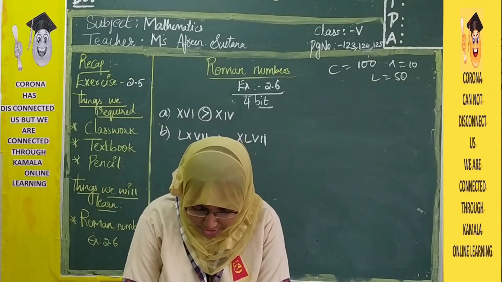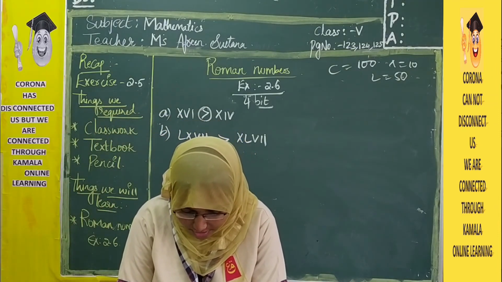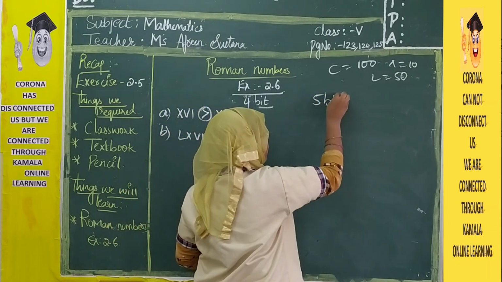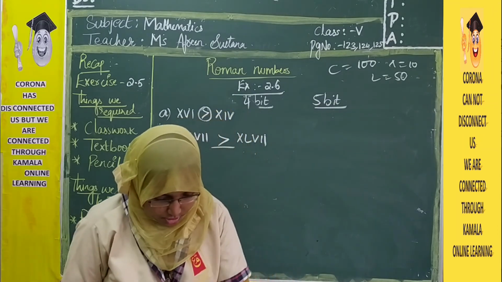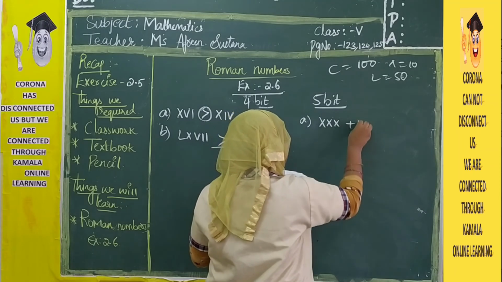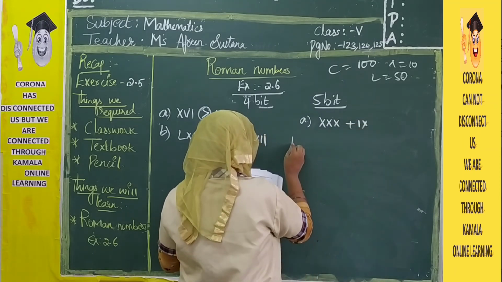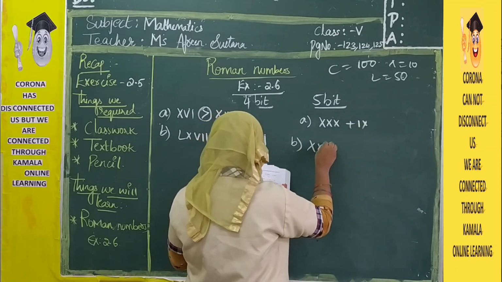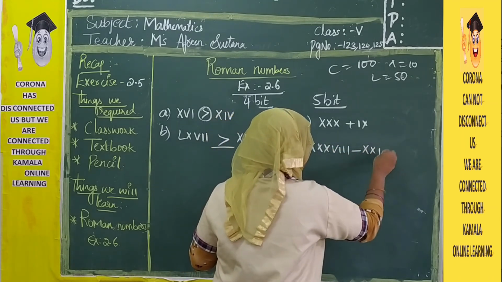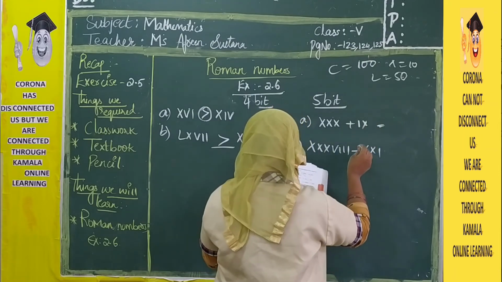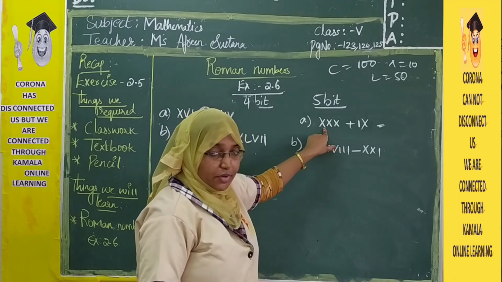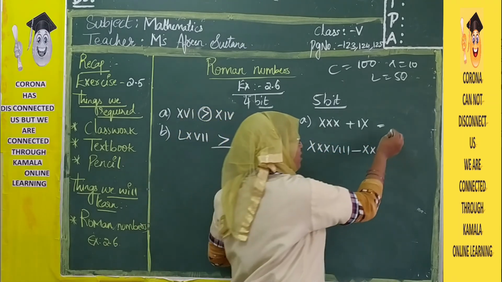Next, 5th bit, last bit. Solve the following and write the answer in Roman numerals. So first one is triple X plus 9. We should write the result answer in Roman numerals only. See, symbol is repeated 3 times, 30 plus 9.